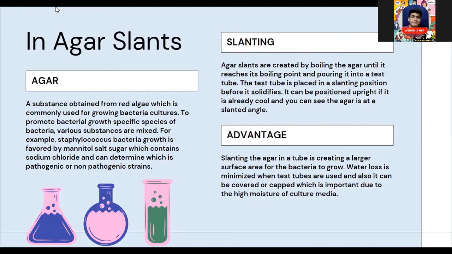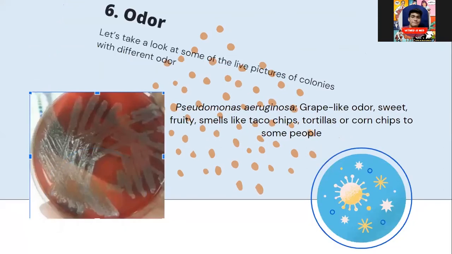Slanting. Agar slants are created by boiling the agar until it reaches its boiling point and pouring it into a test tube. The test tube is placed in a slanting position before it solidifies. It can be positioned upright if it is already cooled and the agar is in slanted angle.